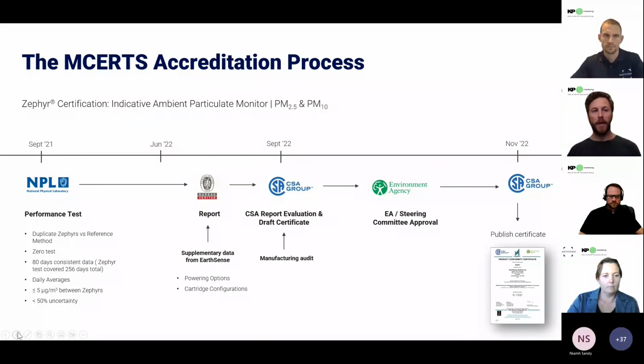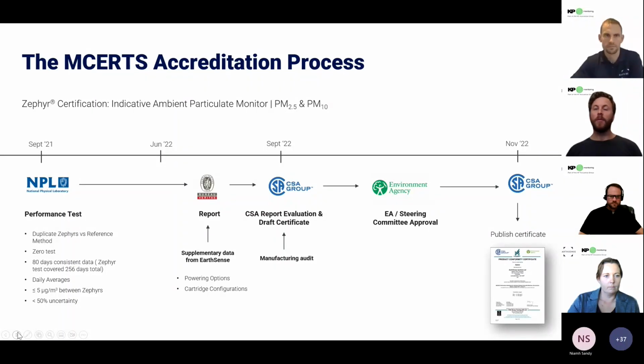And the main bullet points are the 2 instruments we supplied must be precise with each other. And the uncertainty between the 2 instruments and the reference station needs to be below 50% uncertainty. There are also data capture rates within that.